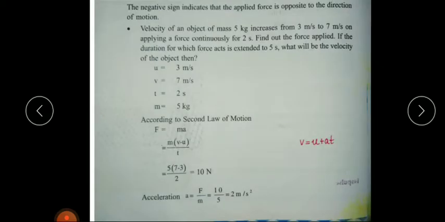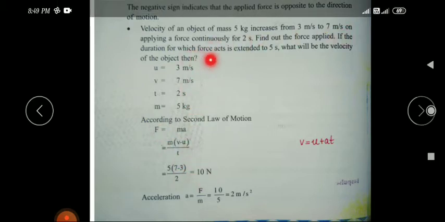Next question. Velocity of an object of mass 5 kg increases from 3 meter per second to 7 meter per second. So initial velocity is 3 and final velocity is 7 meter per second. On applying a force continuously for 2 seconds, so time is 2 seconds. Find out the force applied. So we have to find out the force. Here mass is given as 5 kg. So we know the equation to find out force. F is equal to mass into acceleration. So substitute the values so that you will get F is equal to 10 Newton.